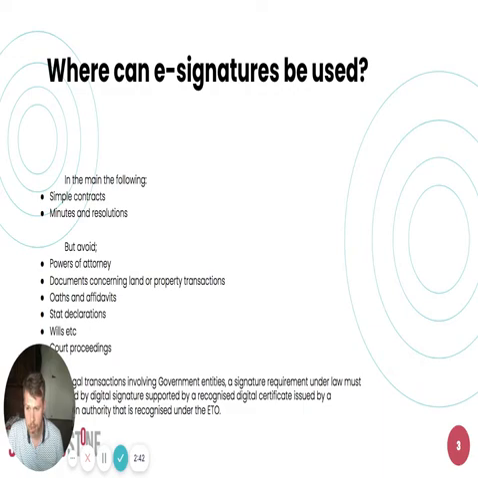Things to avoid, because either the law says you can't or it's a push too far: powers of attorney, any documents concerning land or property transactions, oaths, affidavits, stat declarations, wills rather, and any kind of court proceedings. And then, as I said on the last slide, any transactions involving government entities, the signatures have got to be supported by a digital signature that's recognized.